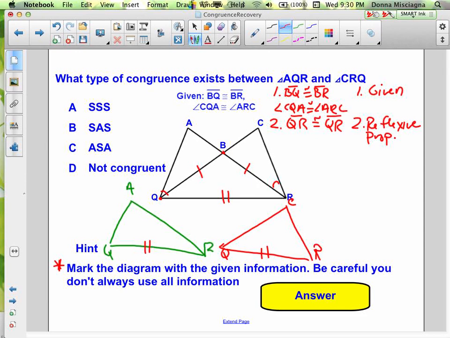Now we either need two more sides if we want side, side, side. That might be kind of hard. I don't know how many more sides we can get congruent here. That might be tricky. We can get a side and an angle, if it's the angle that's between our side and other side. Or maybe we can get two angles. Let's see which one we could possibly get.